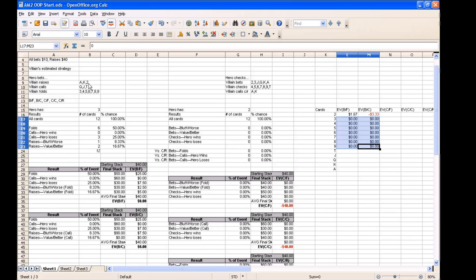He folds 6, he calls 6. Because the results of these 3, 1, 2 are all the same, all $30. Losing 10, and then we're winning 10, that's 50%. So that's why it works out to 0.